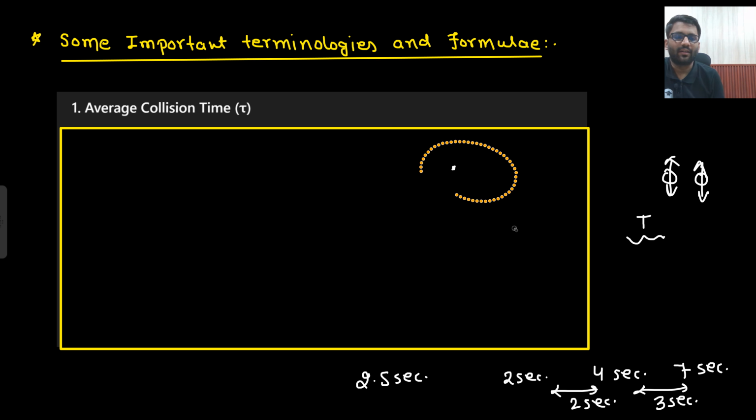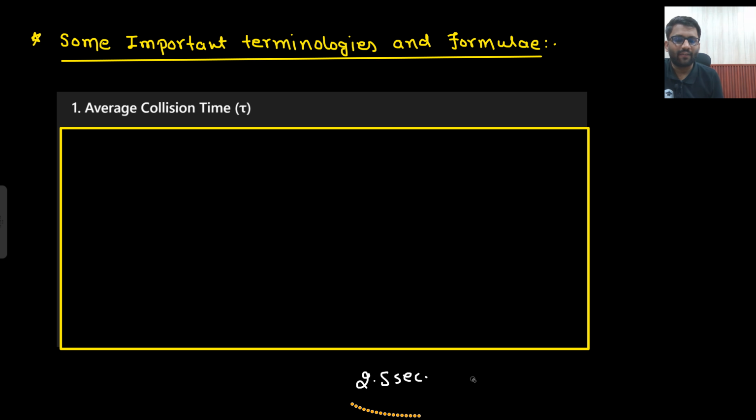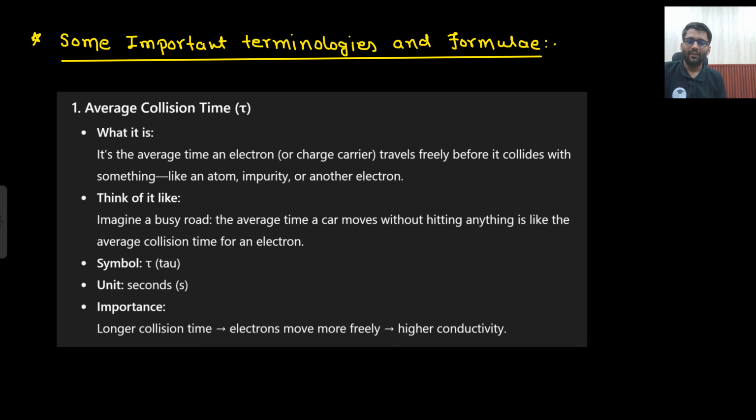So this is what has been written in the complete theory. This is already written, a very simple term. With the term only you are able to understand the meaning. So what is it? It's the average time an electron or charge carrier travels freely before it collides with something, like an atom, or an impurity, or another electron as well, because there would be a lot of electrons, no? There would be a lot of charge carriers. Impurity, I have already told you: a donor atom or acceptor atom, right? And atoms, because atoms will be vibrating at their place because of the temperature. Okay, so an analogy has been given.